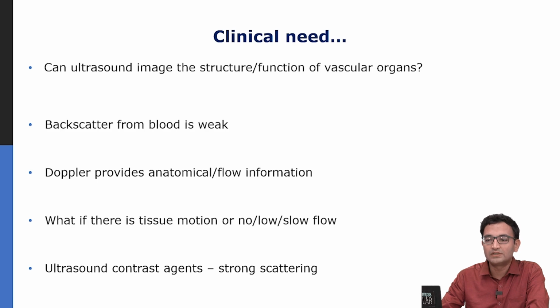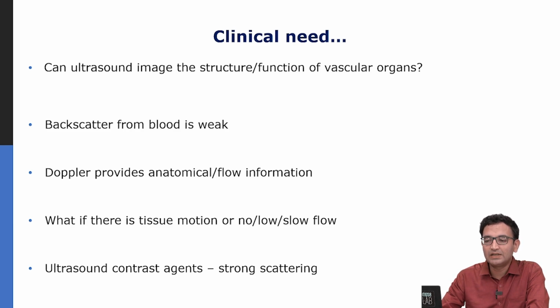There is Doppler ultrasound, which is well established, and which you will learn about in more detail in a future lecture. Doppler ultrasound provides anatomical as well as flow information. So you can see the location of regions which have flow going on, and you can also measure the flow speeds and the direction of flow using Doppler.